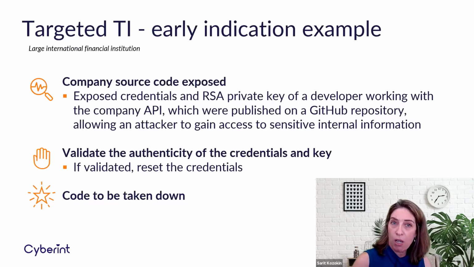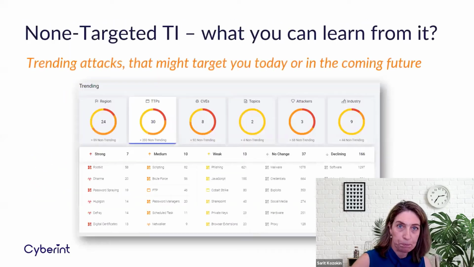So we've seen two examples of early indication. And by the way, in this case, the attack did not happen, meaning we got it as early indication, early evidence, and no attackers really used it to gain access. So those two examples are good examples of targeted TI against specific companies that gave us early indications and facilitated the prevention of possible attacks.